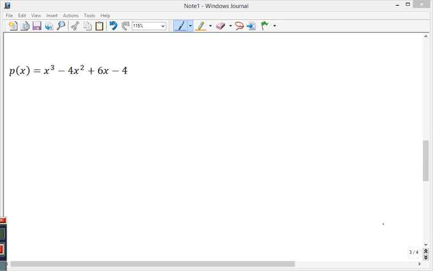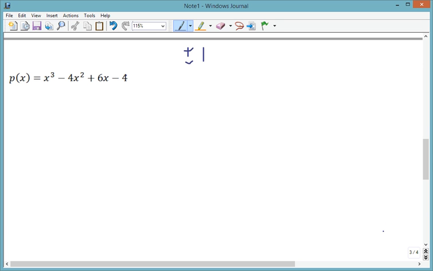So let's look at how this would work. Here's a polynomial, and I want to find the zeros. Okay? So when I look at my possible rational zeros, I would have the factors of 4 over factors of 1, since there's just a 1 there. So it would be plus or minus 1, plus or minus 2, plus or minus 4.